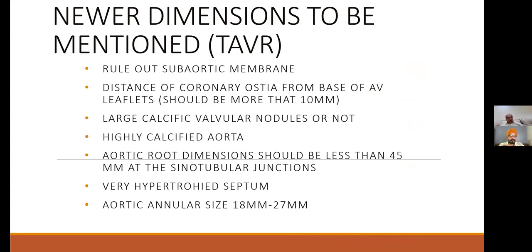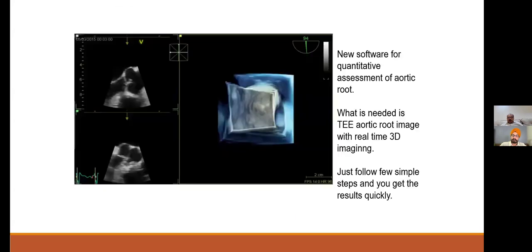Highly calcific aorta should be mentioned, because porcelain aorta is something where you have to change your plan of game. Aortic root dimension should be less than 45 millimeters at the sinotubular junction. A very hypertrophied septum, and calcium in the very hypertrophied septum, is a bad prognostic indicator, because these are the patients whose requirement for pacemaker is higher. Aortic annular size should be between 18 and 27 millimeters, but now there are 29 millimeter valves also available, though not yet readily accepted by most.